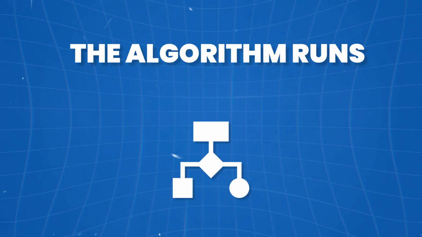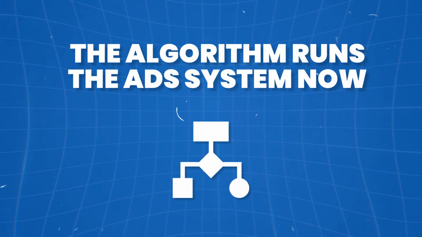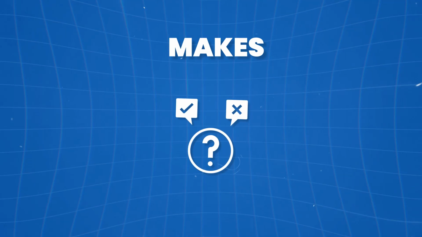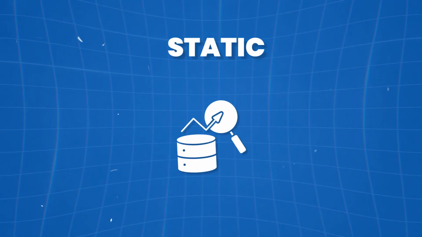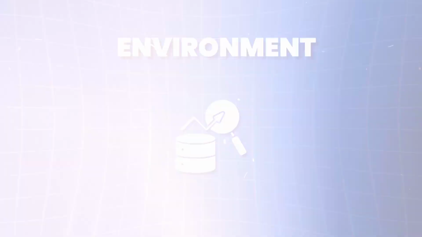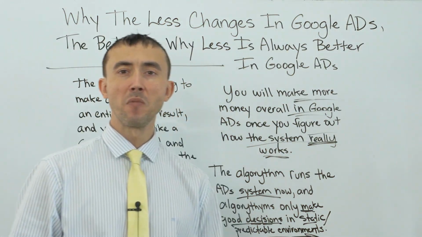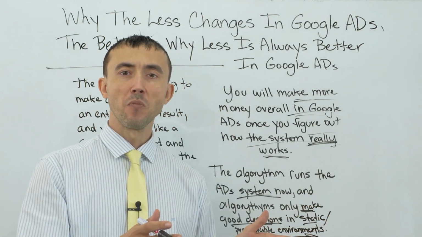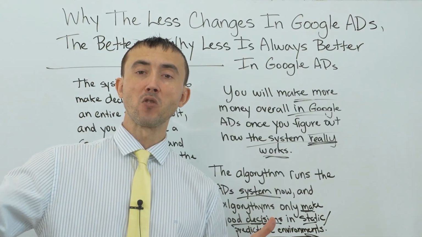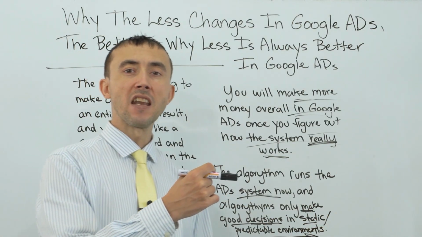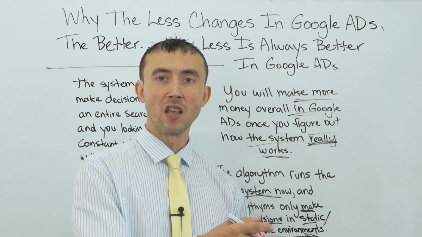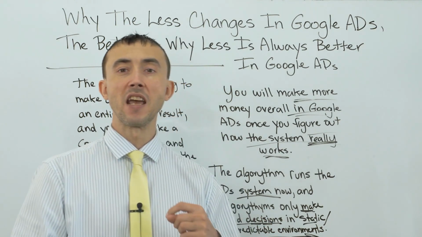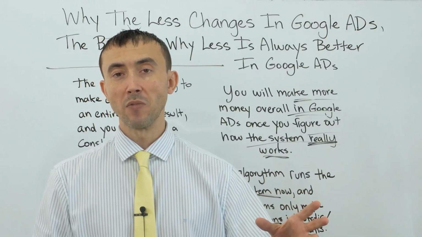And the algorithm runs the ad system now, and the algorithm on top of that only makes good decisions in static or predictable environments. All that an algorithm does is it studies all the past, everything that's happened, and predicts what will happen in the future from the past. The better quality data that you give Google, the better decisions they can ultimately make about you, and the more data that you've given them in the past, the same thing, okay?